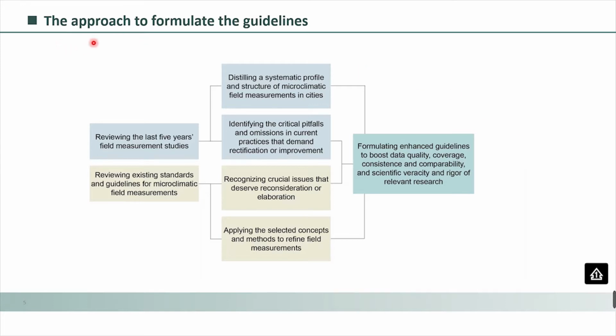This slide shows the approach to formulate the guidelines. We did a comprehensive and systematic literature review, and we focused on the last 5 years field measurement studies. We try to summarize their experience, and we also want to see if there is anything that can be done better. And we also review the existing standards and the guidelines. We want to extract the useful concept and method into our field measurement guidelines.